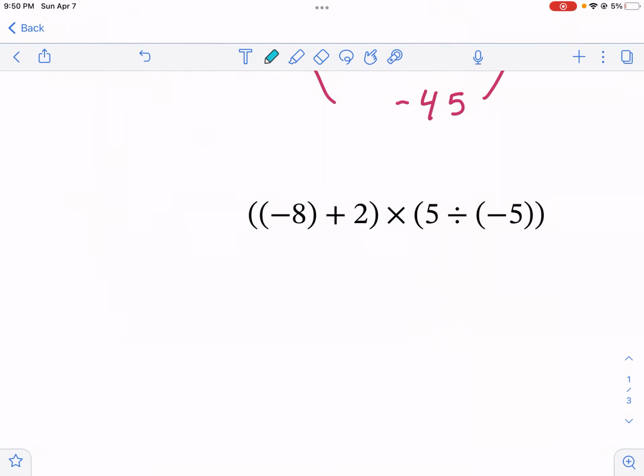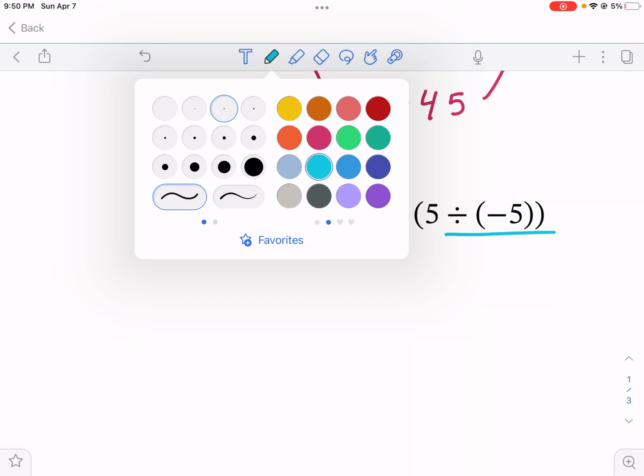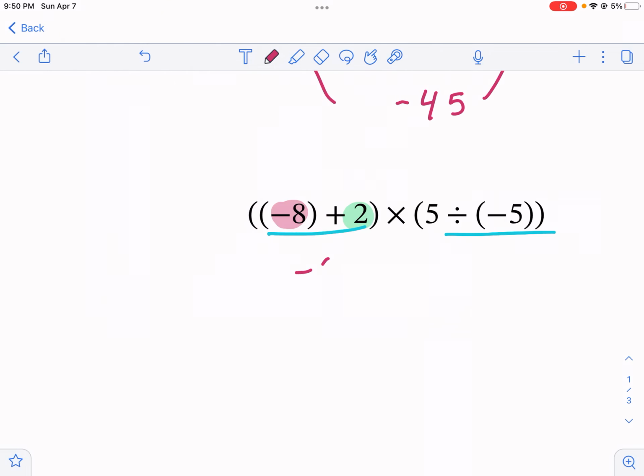So honestly, it doesn't matter which parenthesis we start with. We can actually do one at a time. So I'm just going to start with the one on the left. I have negative 8 plus 2. These are on different teams. This guy is negative. This guy is positive. So really what happens here is the negative is going to win, and this is going to be negative 6. So I have negative 6 in that parenthesis.